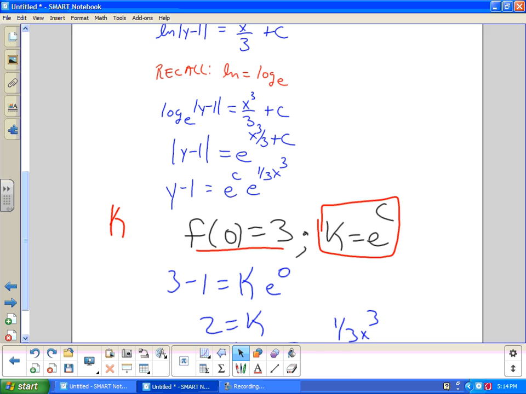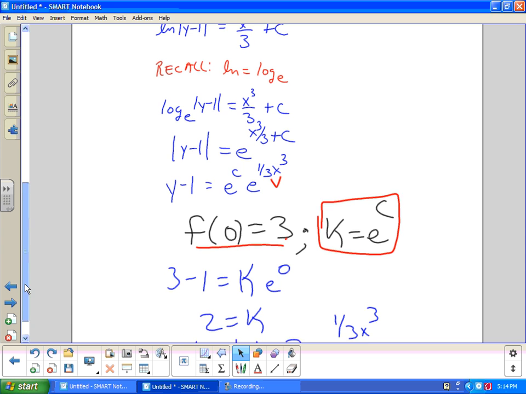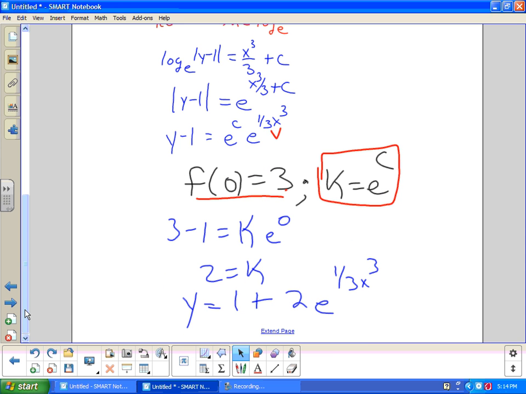All right? So I plug in the constant. y is 3, and x is 0. So this is 1/3 times 0 is 0. So I get e to the 0. And I call the e to the c just k. So I get 2 equals k times e to the 0. Well, e to the 0 is 1, so I get k equals 2. And look how cleanly that works.